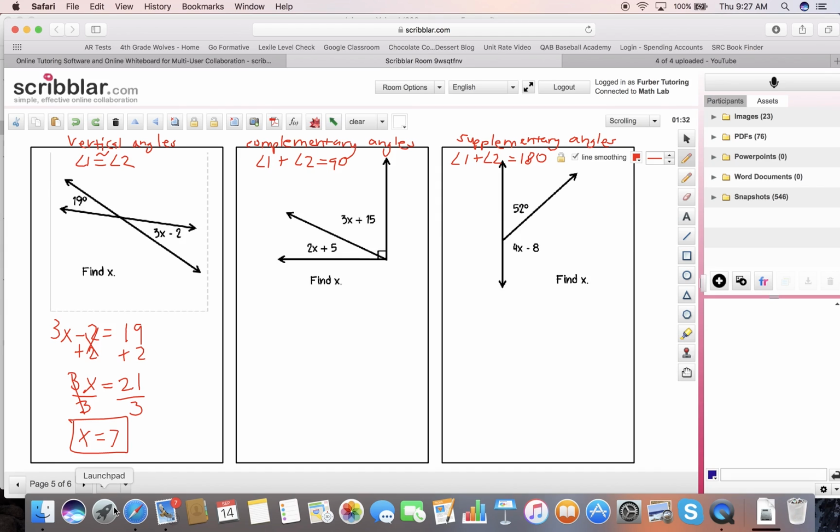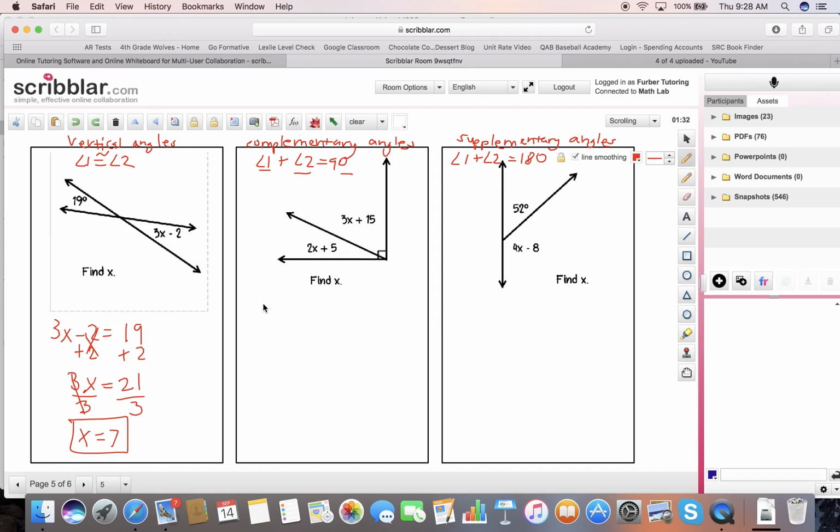We know that this one is 19 degrees, so we know this angle must be 19 degrees as well. And if you weren't sure, you could plug it back in. 7 times 3 is 21 minus 2. That, in fact, equals 19 because they're vertical angles. Now, complementary angles have a different relationship. Their two angles add up to 90 because here is a right angle that they are together forming.